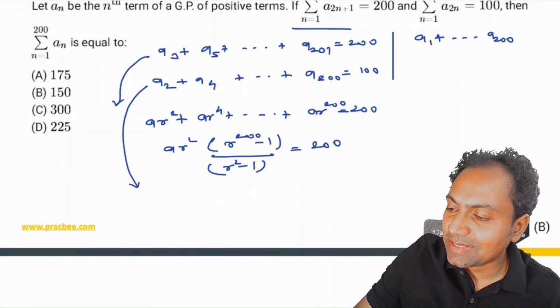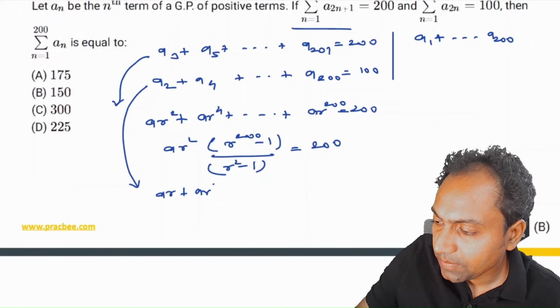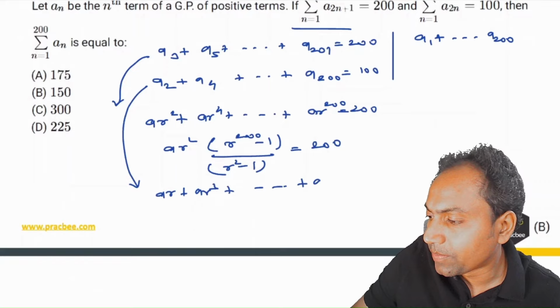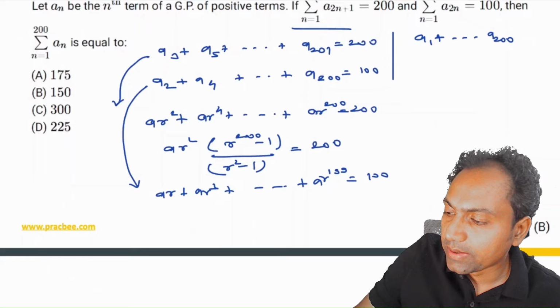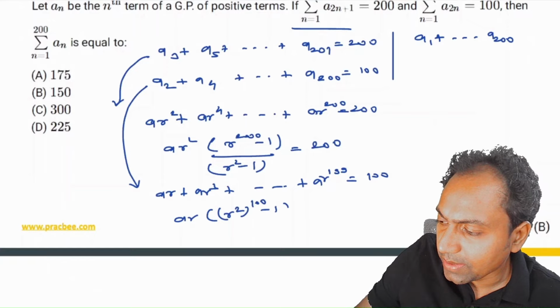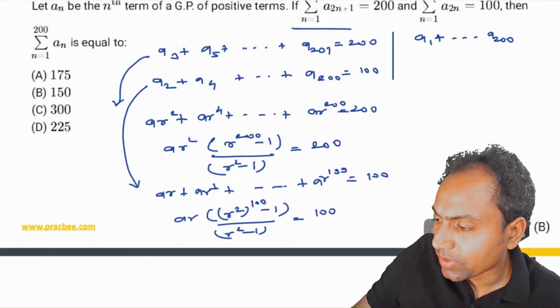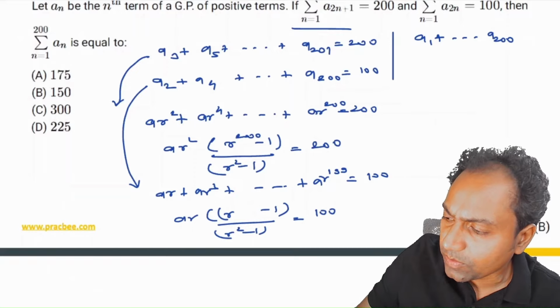Similarly, this next series can be written as AR plus AR cube, and this will go up till AR raised to the power 199 is equal to 100. And again, the first term is AR. The common ratio is R square, so the sum is AR into R square raised to the power 100 minus 1 by R square minus 1. This is equal to 100. And this R square raised to the power 100, like we did earlier, can be written as R raised to the power 200.